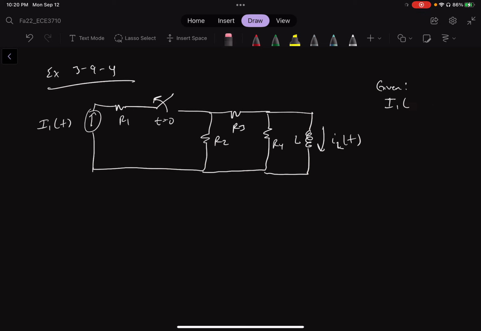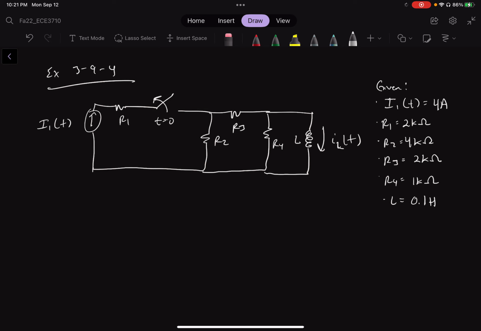Let's redraw this. We're also told that R1 is equal to 2 kiloohms, R2 is equal to 4 kiloohms, R3 is equal to 2 kiloohms, R4 is equal to 1 kiloohm, and the inductor value is 0.1 Henry.